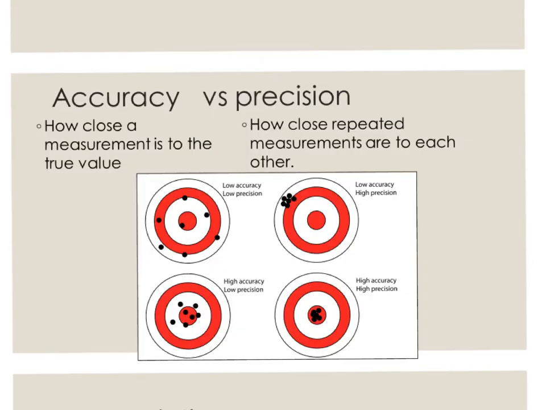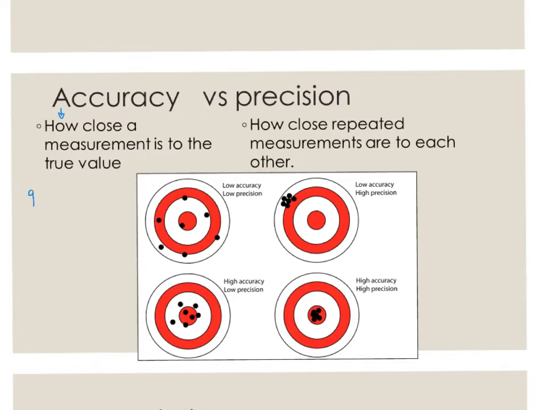Okay, so the next part that we're going to have a look at is accuracy versus precision. Now, accuracy is simply how close a measurement is to the true value, like I said before with the example of the value of the gravitational field.